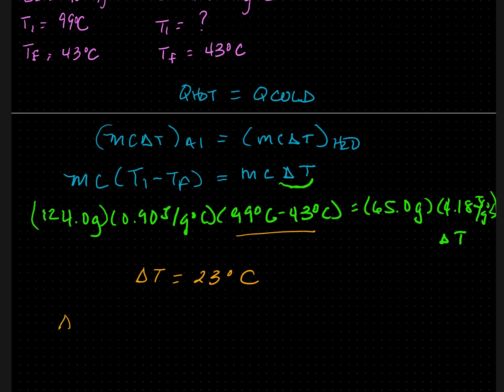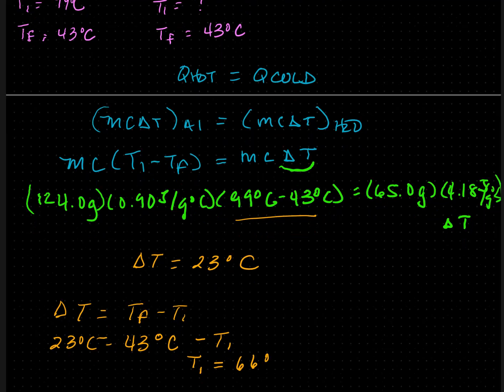So delta T is equal to T final minus T initial. You know delta T is 23 degrees Celsius. T final was given as 43 degrees Celsius, minus T initial. T initial equals 66 degrees Celsius.